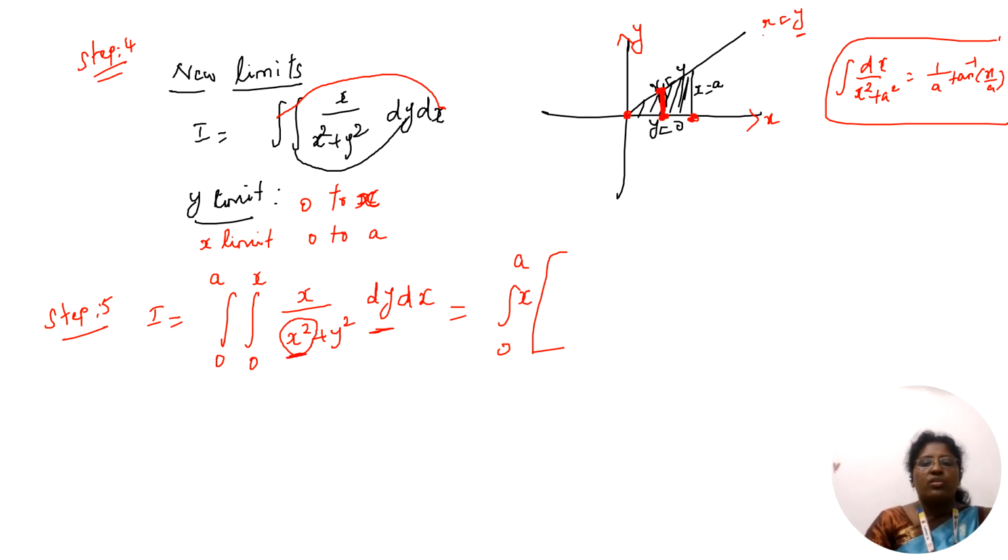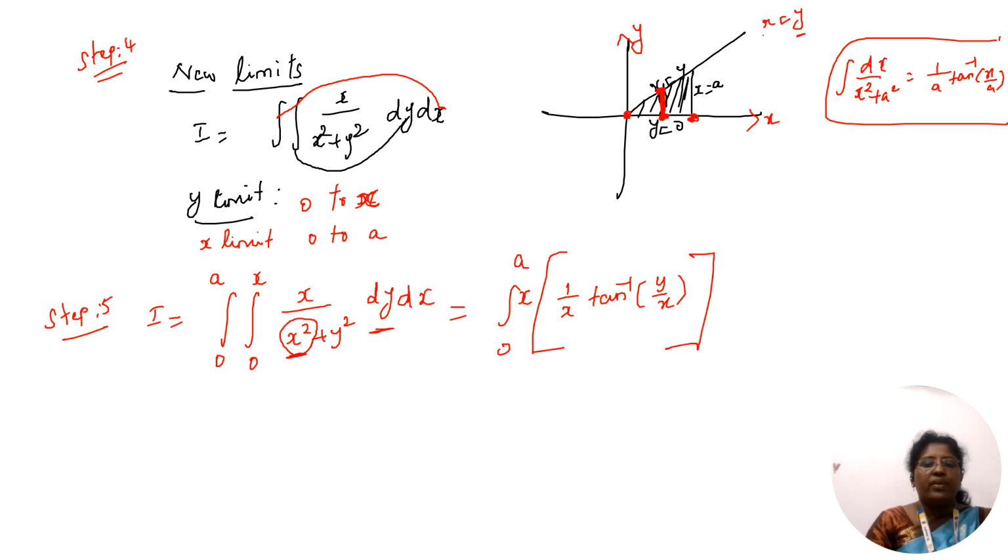So by using this formula we will be getting 1 by a. Here, in the place of a we have x. So we are getting 1 by x tan inverse of x by a. Here x is y, so y by x, because here x is a constant term. Instead of a we have x here.